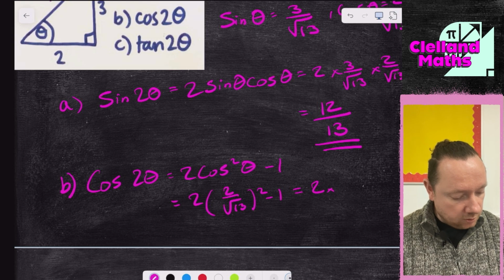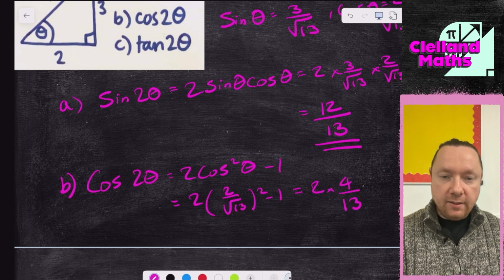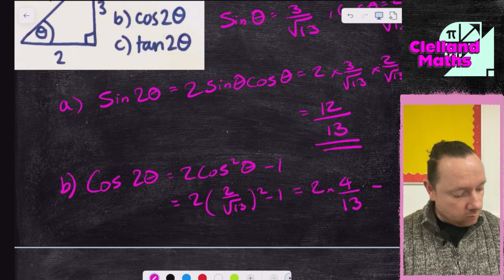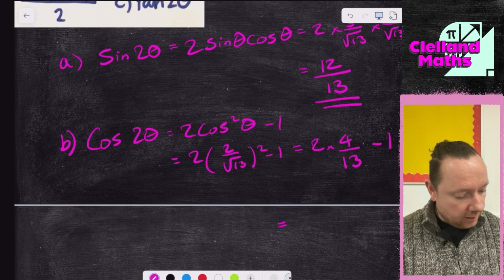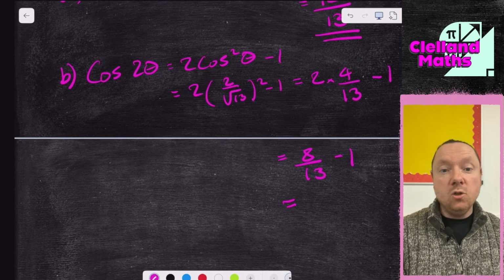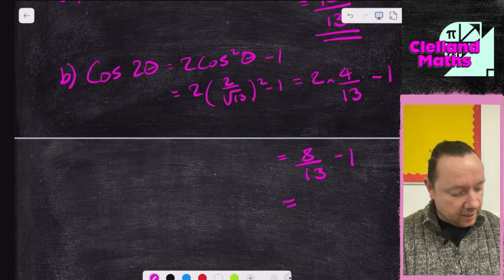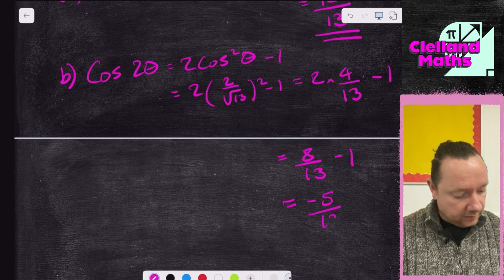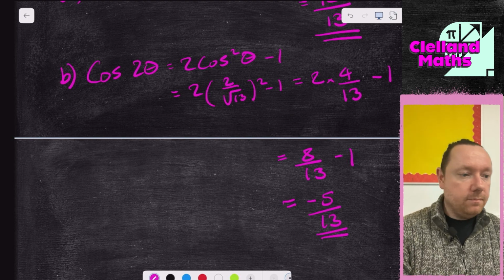That's 2 times 4 over 13. 2 twos is 4, root 13 squared is 13, all minus 1. 8 thirteenths minus 1. To take away 1, that's taking away 13 over 13. So 8 minus 13, which is minus 5. So you get minus 5 over 13, and we're done there.